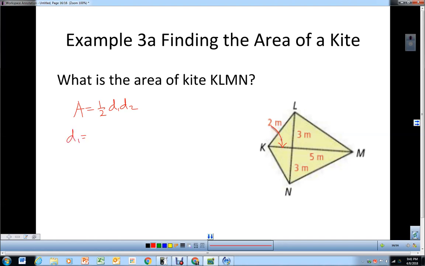Diagonal 1 is equal to the distance of KM. So let's call that KM. We'll call diagonal 2 LN. Now KM is going to go 2 plus this distance here, which is going to be 5. So that gives us a total of 7. LN is going to be 3 plus 3. That's going to equal 6. So the area is 1/2 of 7 times 6. So that means this can be 1/2 of 3, and that gives us an area equal to 21 meters squared.